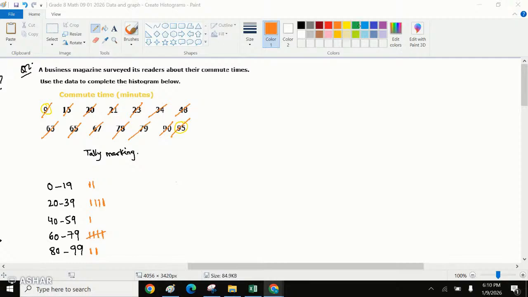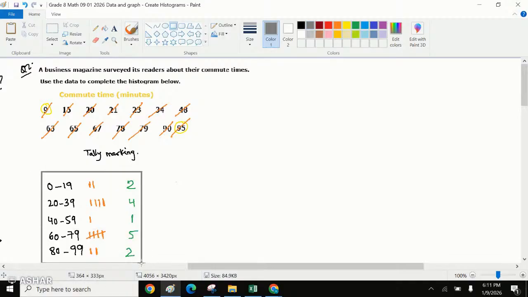Okay. Can we say these were 2, these were 4, this was 1, this was 5, and this was 2 again, right? So let's put it in a box so that our markings are clear to us. And these were tally markings. This working is known as tally markings, okay? So don't worry about it.